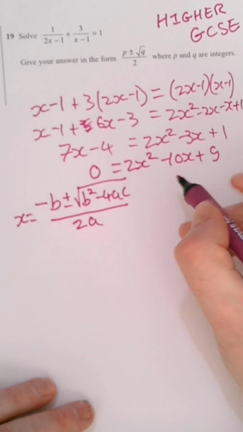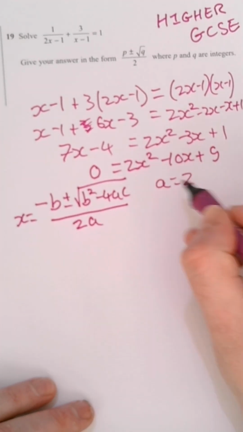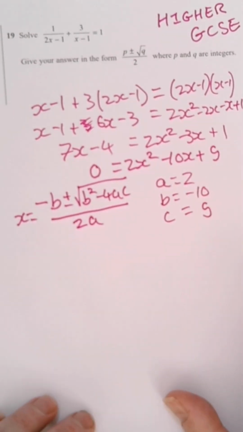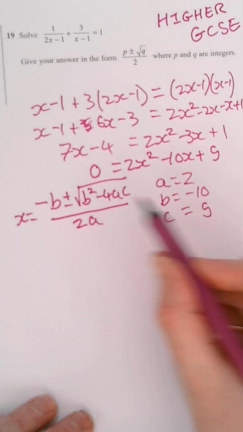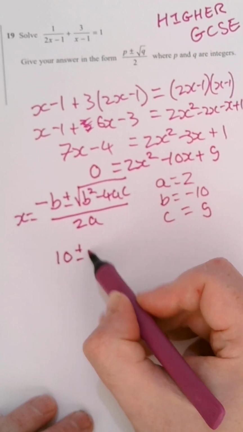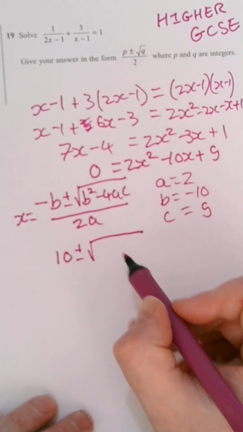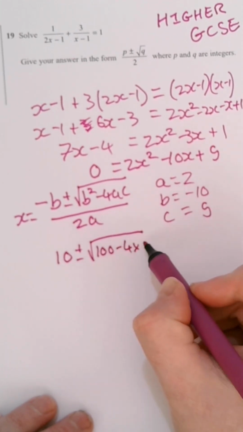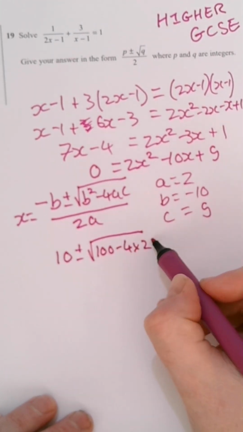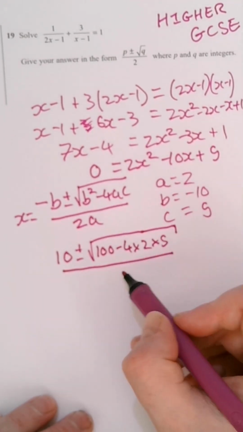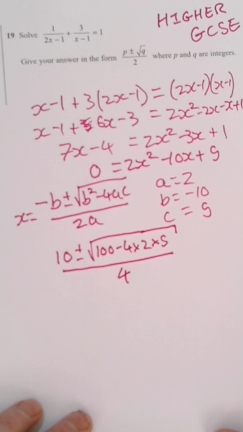So a, that's 2. B, that's minus 10. And C, that's 5. So let's put our numbers in. So we've got minus 10, that's 10. Plus or minus the square root, 10 squared, that's 100. Minus 4 times 2 times 5. And that's all over 2a. 2 times 2, that's 4. Lovely, we're nearly there now.